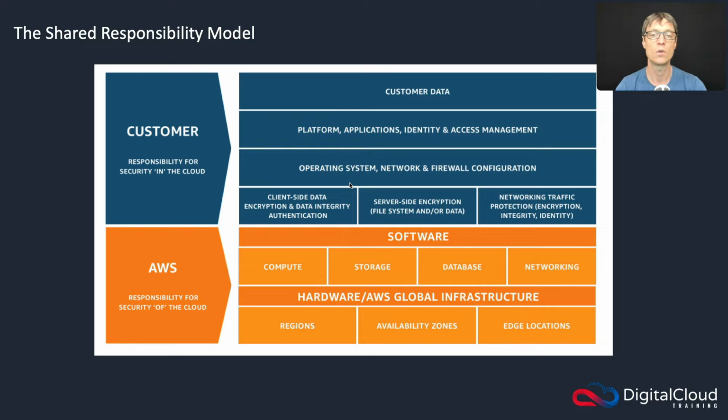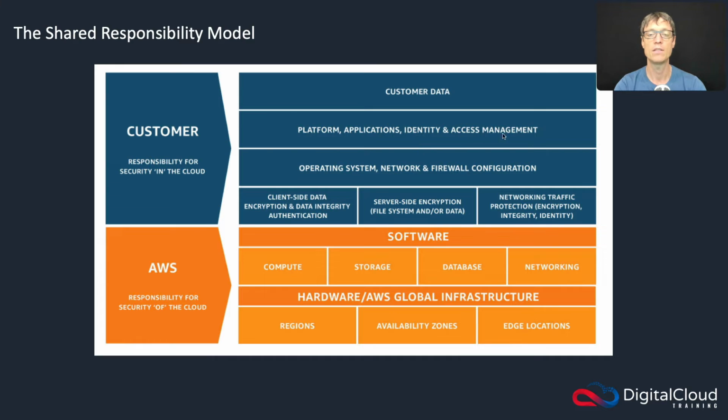Operating systems, so your Linux or Windows instances running on Amazon EC2, you're responsible for patching those operating systems, configuring those operating systems, securing them. And network and firewall configurations, so things like security groups, network access control lists, as well as route tables. And then all of your platforms, so your applications themselves, you've got to secure those properly. That's your responsibility, and manage them properly.